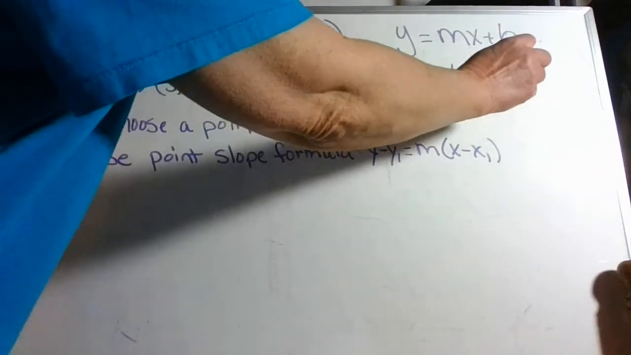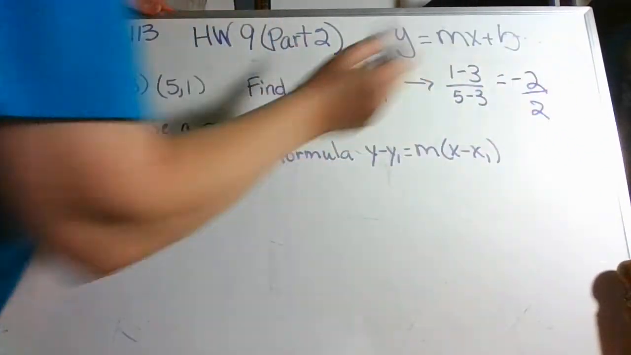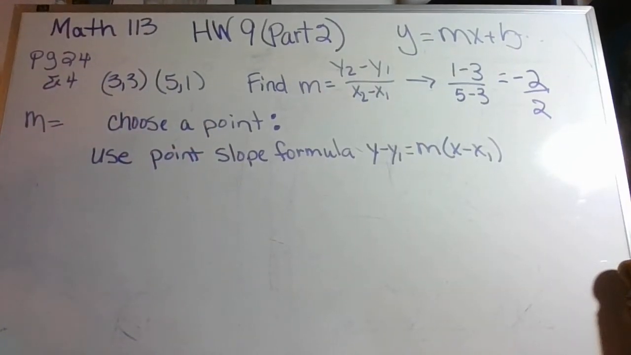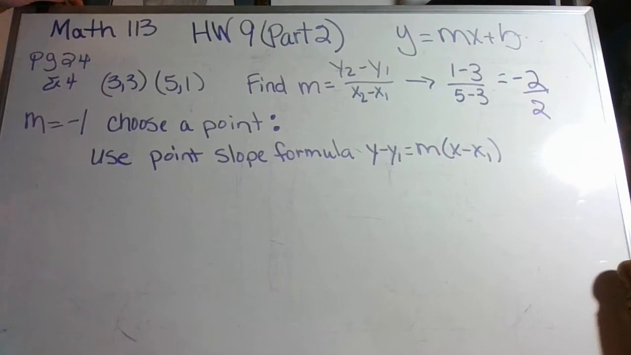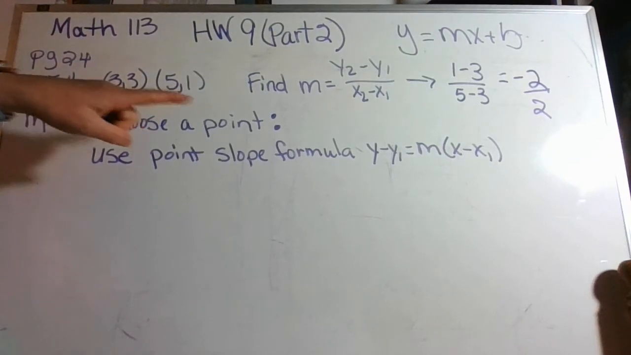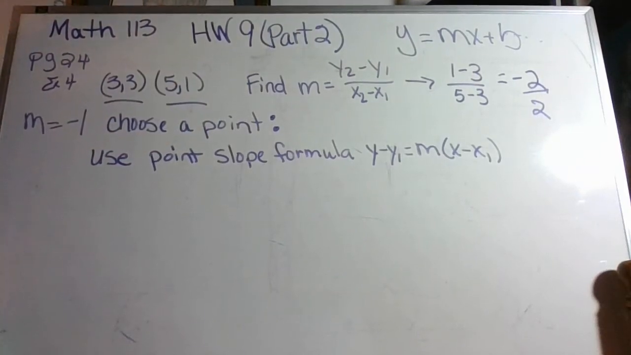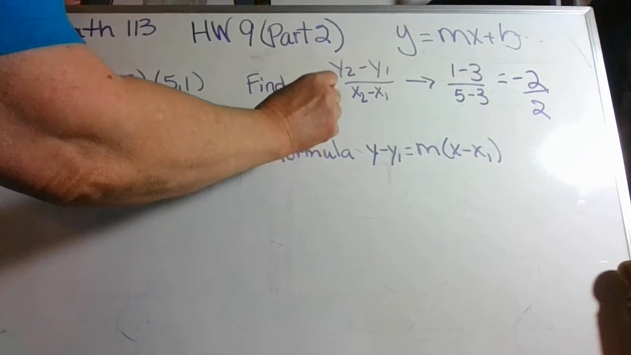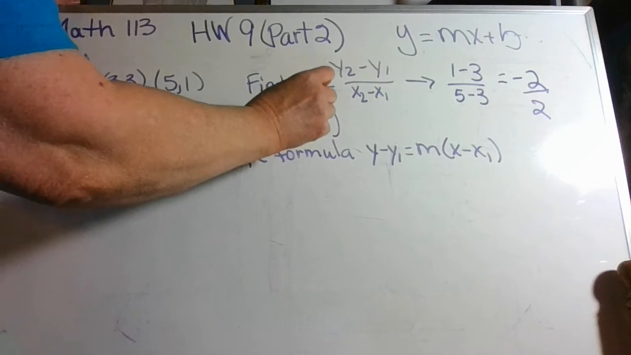1 subtract 3 is negative 2. 5 subtract 3 is 2. So negative 2 divided by 2 is negative 1. So my slope is equal to negative 1. Now choose a point. You can use either one of these. Either one will work. I am going to use (5, 1). So this will be my x1, y1.